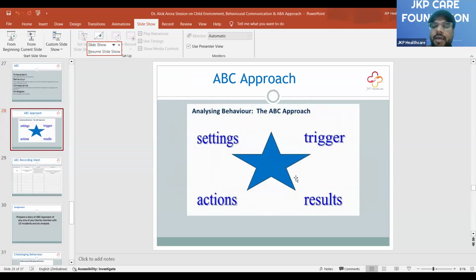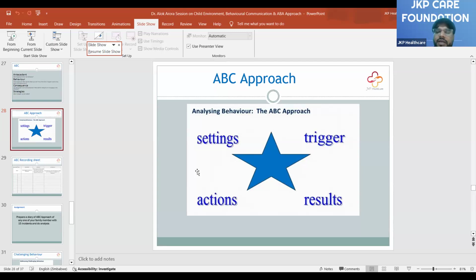But in ABC, we also need to work on settings and actions. What are the settings we are working in? Setting means the child's environment. What is the environment at that time? That also plays a role. And what are our actions? What we were discussing just now, you were saying that we scolded the child. So that is a consequence? No, scolding is not the consequence. The child stopped doing that work, the child got relief, the child did not want to do that work, that is the consequence. Scolding is our action. So in the ABC approach, while planning strategies, it is important to look into settings and actions also, along with A and C. A is trigger, C is result.